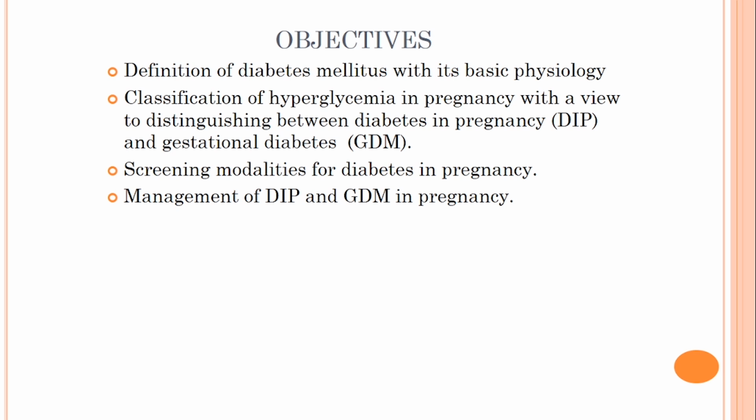At the end of this session, you should be able to define diabetes mellitus in pregnancy with its basic physiology. You should be able to appreciate the classification of hyperglycemia in pregnancy with a view to distinguishing between diabetes in pregnancy, called DIP, and gestational diabetes, GDM. And you should be able to appreciate the various screening modalities for diabetes in pregnancy, and finally, the management of diabetes in pregnancy and gestational diabetes.